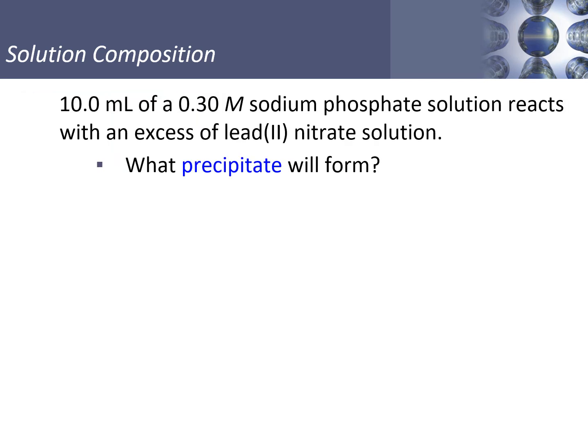All right, and here is another problem for us. 10.0 milliliters of a 0.3 molar sodium phosphate solution reacts with an excess of lead 2 nitrate solution. What precipitate will form? So we're going to use this information in the second part of our problem, but let's think back to some of our earlier days. I want to know my precipitate. So I have sodium phosphate, so that is my Na3PO4. So phosphate, PO4 3 minus.